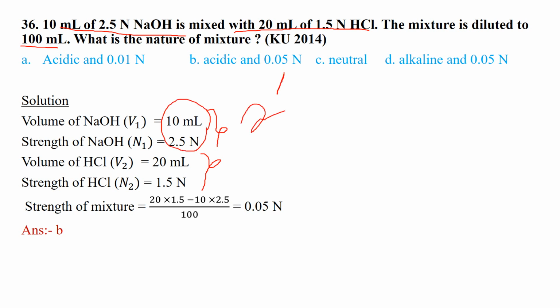25. And here is 30. So which one is greater? 30 is greater, so the solution will be acidic in nature. Then strength will be calculated by using this formula, right? 20 into 1.5 minus 10 into 2.5. This negative sign is written here due to the different nature of acid and base, right? One is acid and another is base. There is neutralization, so neutralization should take place if we add acid into base. So the answer will be 0.05 normal, and the negative sign should be written here in case of neutralization reactions.